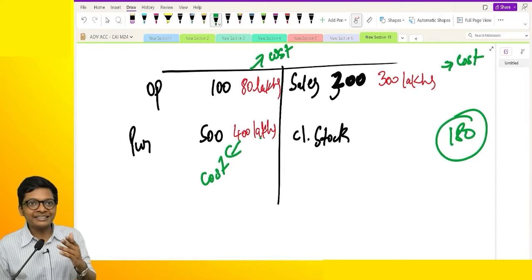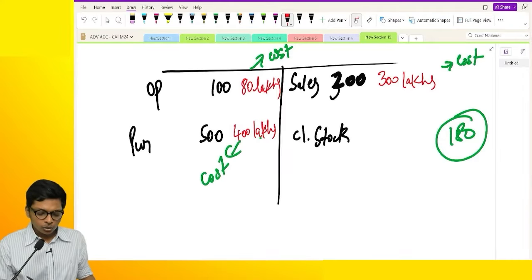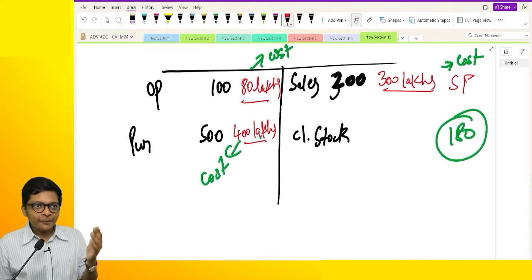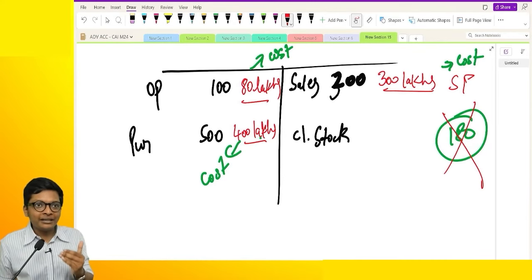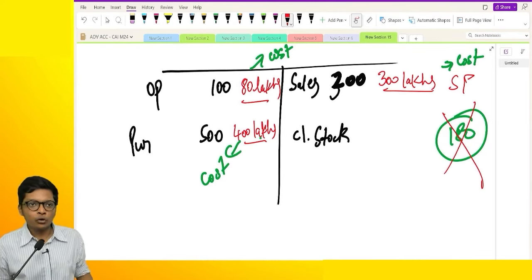Go back to class 11. Write foundation again next year. Now, this is at cost. This is at selling price. One is cost, one is selling price, how will you subtract and say closing stock is 180? You cannot make a blunder like that. Are you following, guys? Are you understanding?